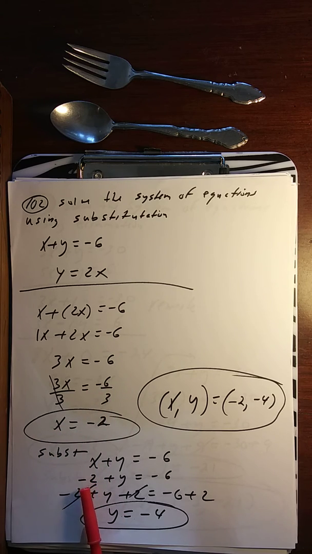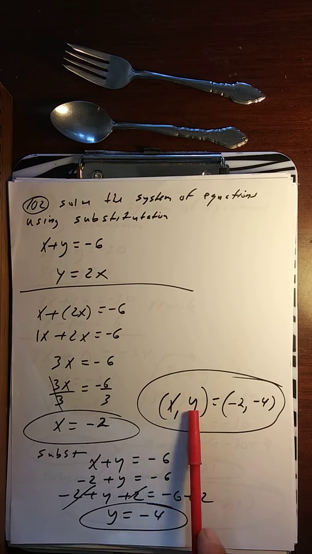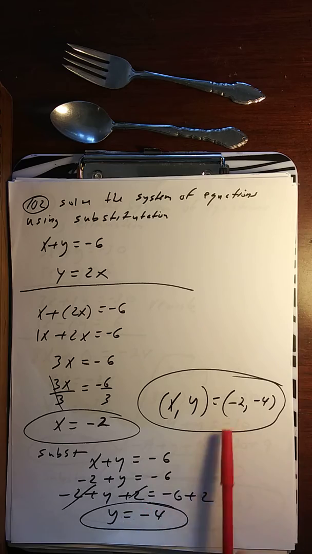Now I'm going to substitute back in the other one. So negative 2 plus y. So add 2. So y must be negative 4. So x and y. x is what? Negative 2. And y is what?